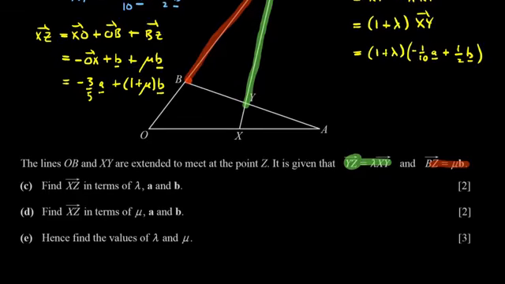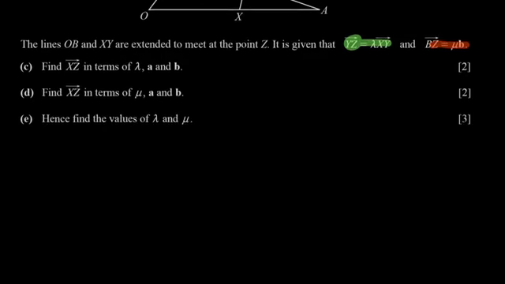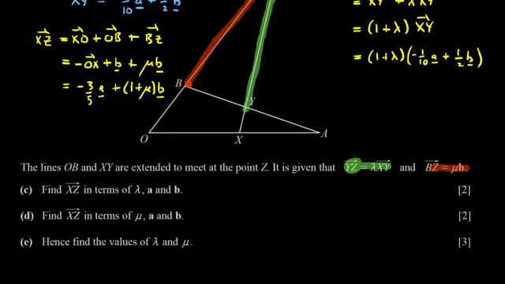All right, then, hence we want to find the values of lambda and mu. Well, basically what we're saying is we've got two ways of writing the vector XZ. We've got this way and we've got this way, and they're basically equivalent. So we can compare the coefficients of the vector A and the vector B. Now, if we compare for the vector A, what we've got for this is minus 3/5, and what we've got for this is minus 1/10, but remember we've got to times it by 1 plus lambda.